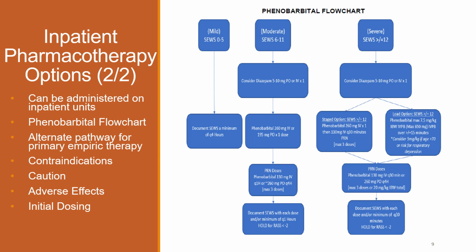You can also refer to the SOP or to Lexicomp for additional contraindications and adverse effects of phenobarbital. But some of the adverse effects that you should be monitoring for if you're giving phenobarbital are somnolence, ataxia, nystagmus, confusion, slurred speech, respiratory depression, or hypotension.